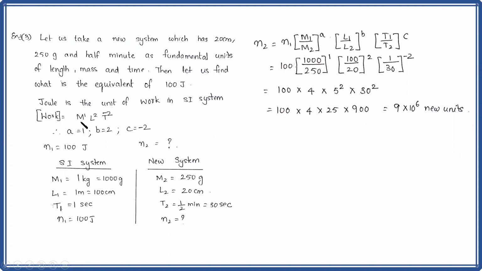Write the dimensional formula of work, M1 L2 T minus 2. Here the powers are a is equal to 1, b is equal to 2, c is equal to minus 2. n1 is equal to 100 joules, which is given in the problem. n2 is question mark. Same model: you write this SI system on one side, the new system on the other side. Substitute them in the formula, the same formula like this, and then you can substitute them.